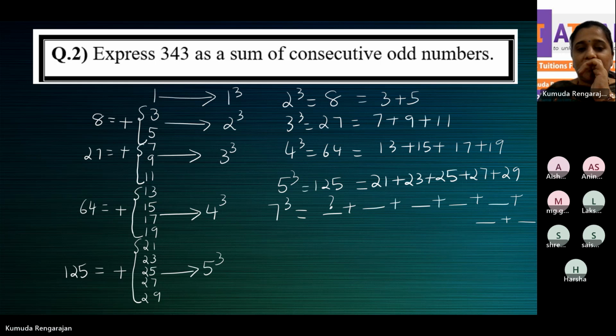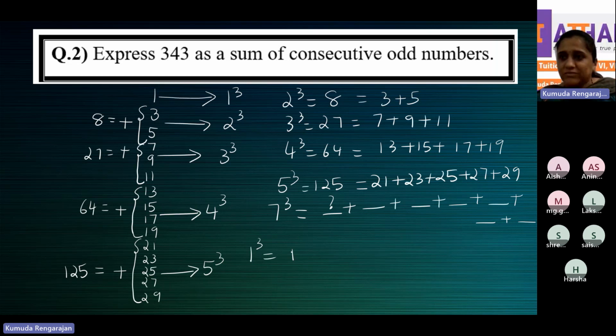So 1 cubed is 1, the first odd number itself. 2 cubed, which is 8, can be expressed as a sum of 2 consecutive odd numbers. 3 cubed, which is 27, can be expressed as a sum of 3 consecutive odd numbers. 4 cubed, which is 64, as a sum of 4 consecutive odd numbers. 5 cubed, which is 125, as a sum of 5 consecutive odd numbers.